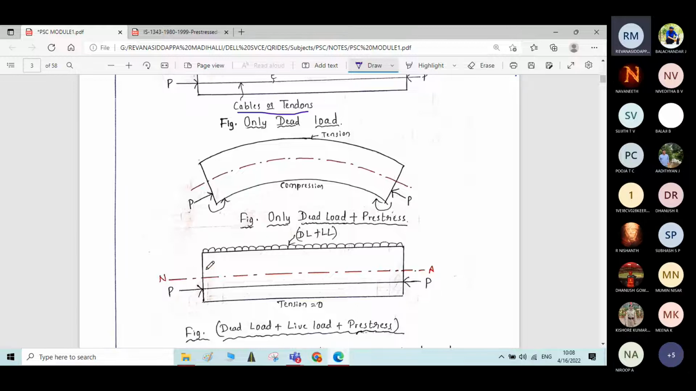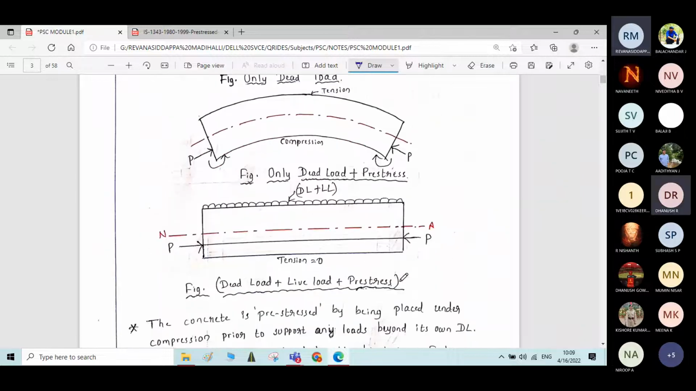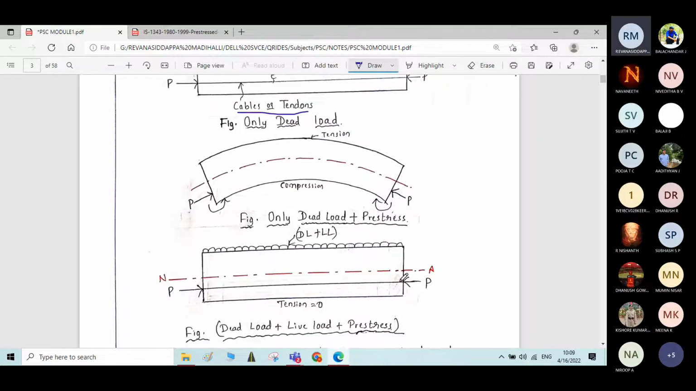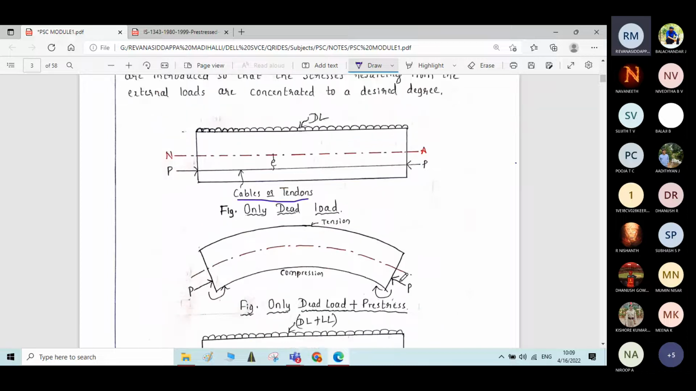The advantage of this system is there won't be any cracks propagated throughout the life of the structure. That is the main advantage, and you can reduce the overall cross section of the beam by introducing the pre-stresses. That is the main advantage of these pre-stressed concrete elements, and you can even go for longer span elements compared to RCC. I hope you all got some idea about this concept of pre-stressing.